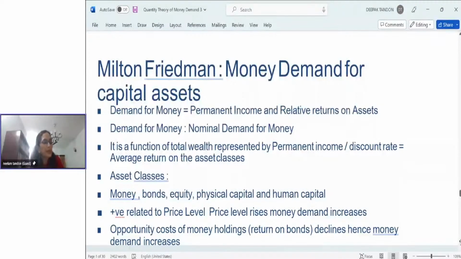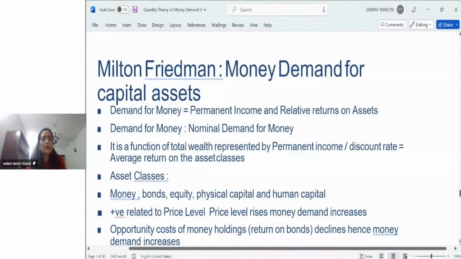You can go for physical capital. You can buy a house. You can buy something, basically house or land, physical capital for people like us, and human capital. You work on your skill, education, other factors, human capital. So that is also an asset. So this was unique about Milton Friedman. He took care of 5 categories of assets: money, bonds, equity, physical capital, and human capital. These were the 5 categories.